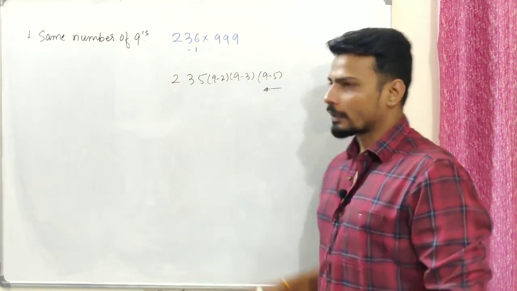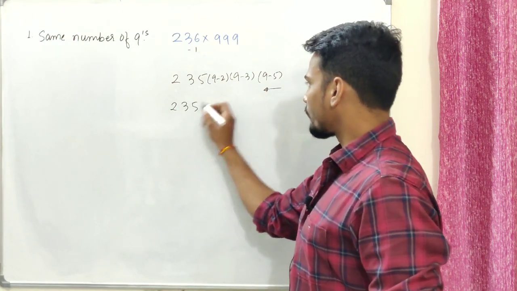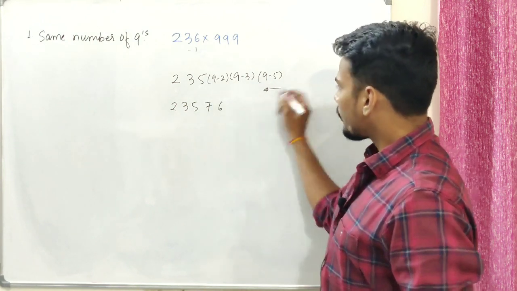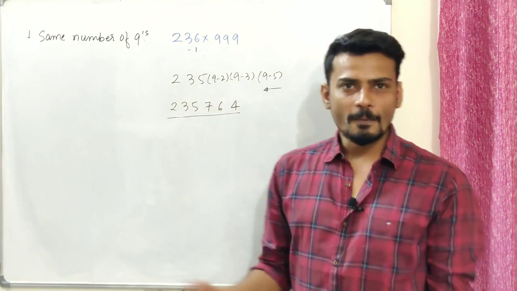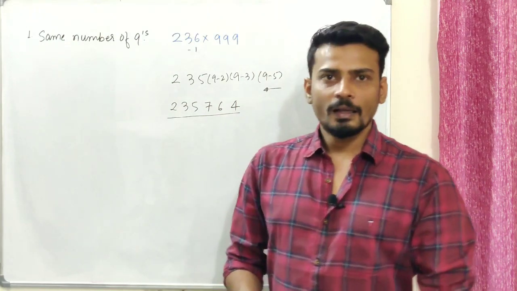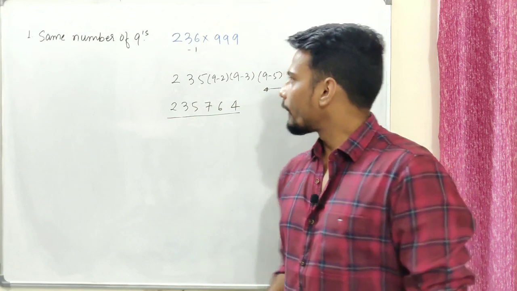Let me just calculate this. This should be 235, of course, and 9 minus 2 is going to be 7, 9 minus 3 is going to be 6, and 9 minus 5 is going to be 4, and that's going to be your answer. That's all. Isn't that an easy one? You can have your calculator and check it out. Okay, let's say one more number.